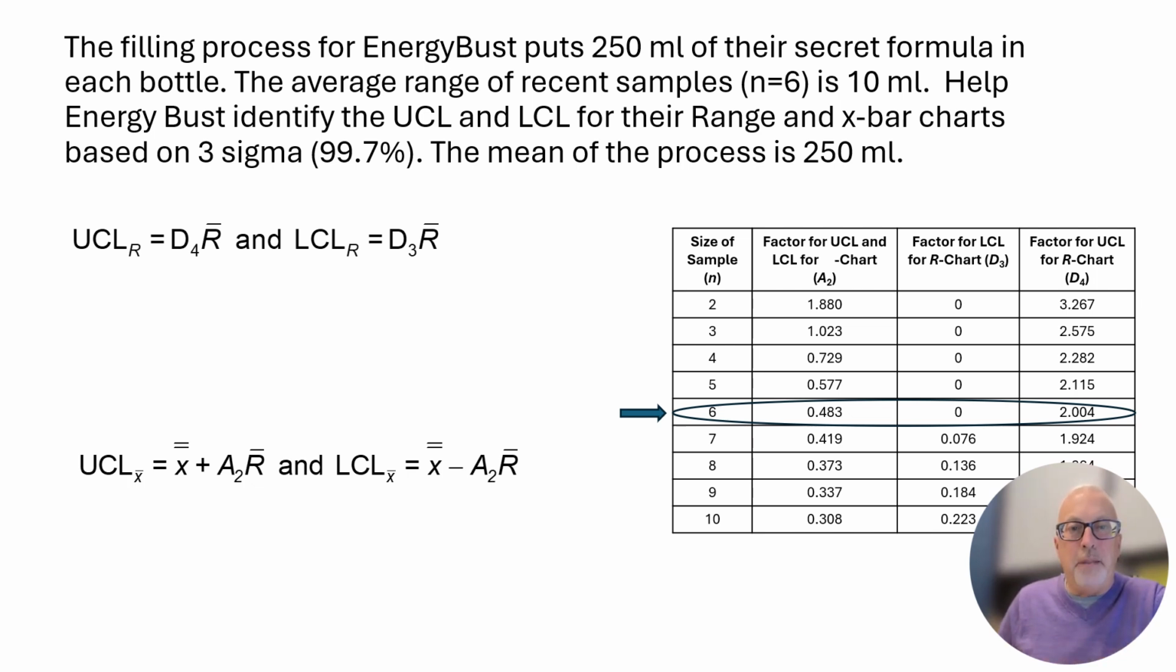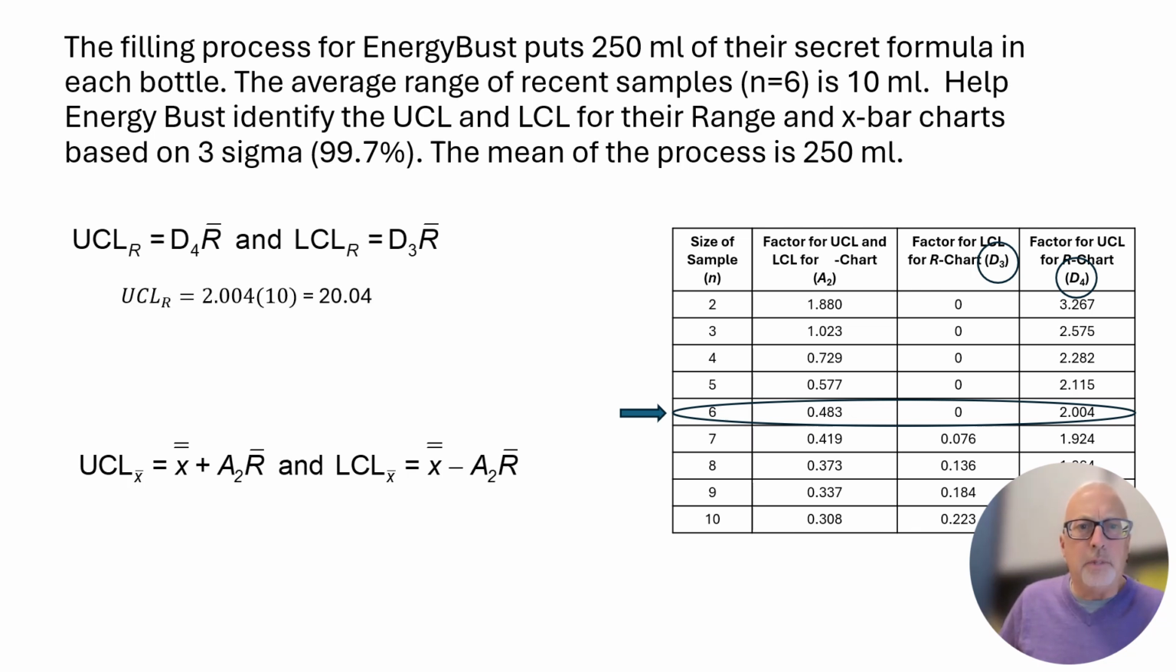And we're just going to take the mean of the process plus A2, value right off the table, times R bar, which we know is 10. So these mathematically, it's really simple algebra to put these together. So I see up on the table, there's my D3 value. There's my D4 value. So now I'm ready to plug those into the equation.